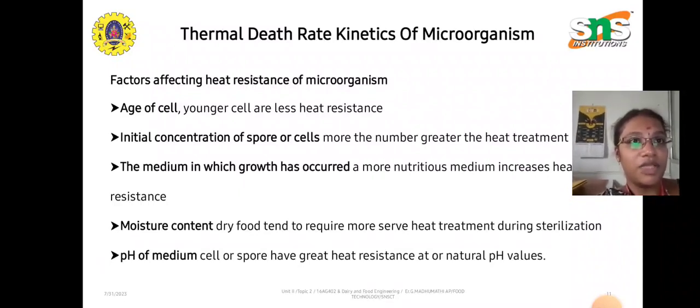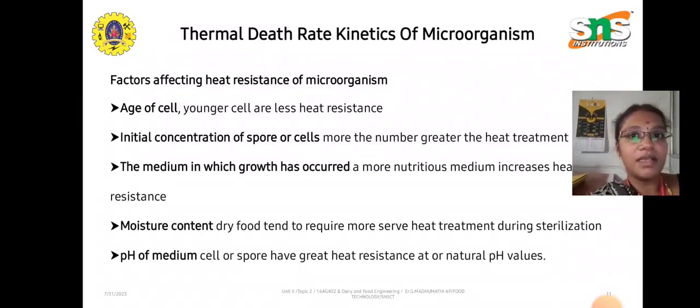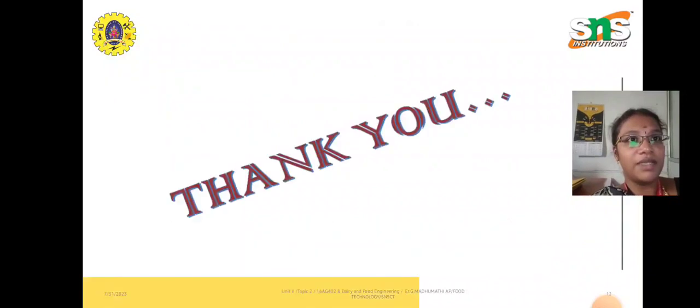We will study the thermal death rate kinetics of microorganisms. The main factors affecting heat resistance are the age of the cell, the initial concentration of the spore cells, the medium in which the growth has occurred, the moisture content of the food, and the pH of the food. Based on these factors, the resistance of any microorganism, that is, the thermal death rate, can be studied.